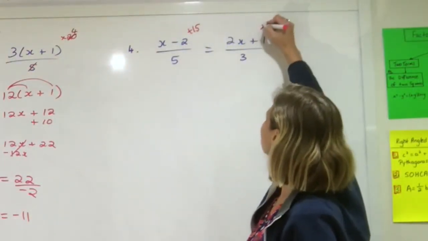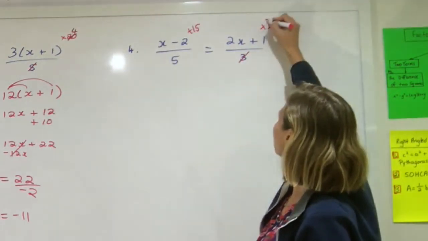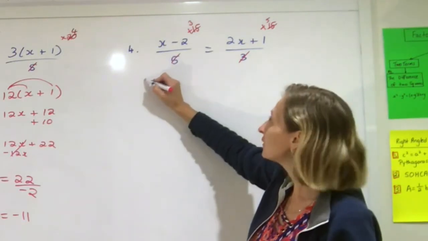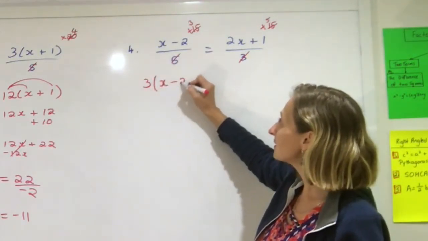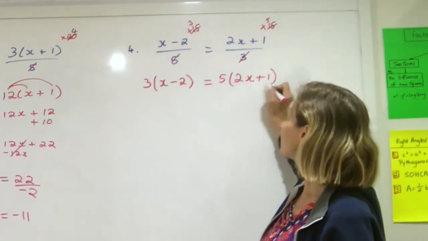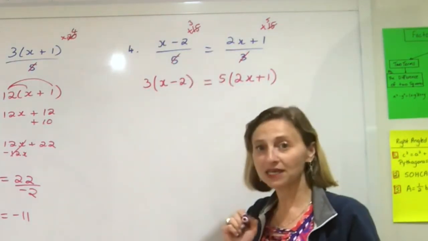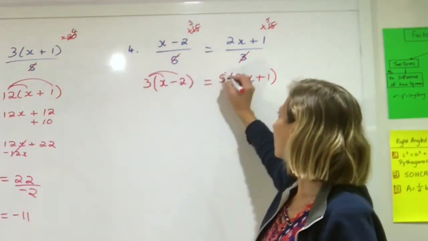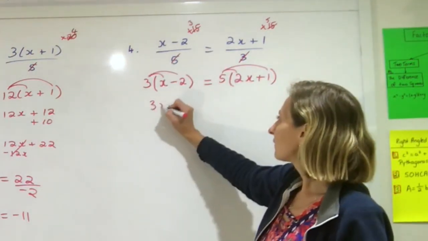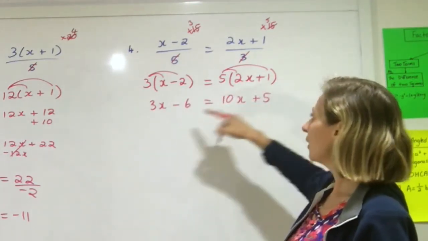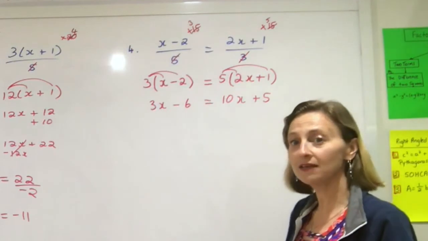And the last one, times both sides by 15. 3 goes into that 5, 5 goes into that 3. Always write down what's left. 3 times this and 5 times that. Don't get tricked just because there were no brackets there. You put the brackets in. Don't let the question confuse you. And of course now we expand our brackets. 3x minus 6 equals 10x plus 5. I hope you all know how to expand the brackets correctly.